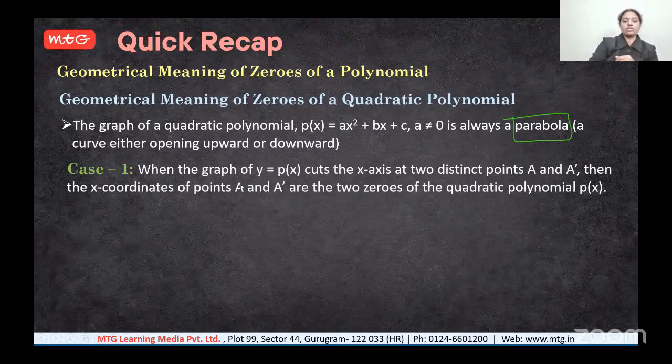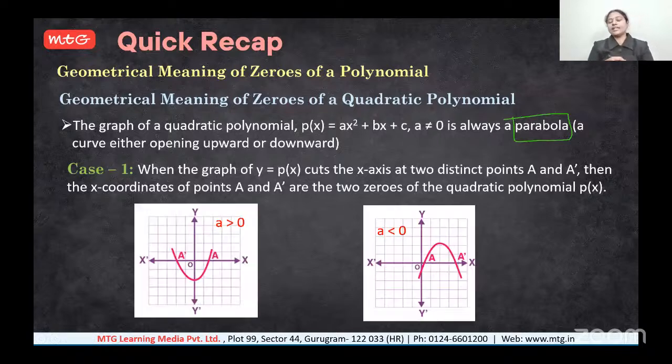So what is a parabola and how will it look? Let's have a look. The first case: when the graph of P of x cuts the x-axis at two distinct points, then the x-coordinates of these points are the zeros of the quadratic. See here, this is a graph of a parabola. Suppose your quadratic polynomial is P of x. If this quadratic polynomial makes a parabola cutting the x-axis at two different points, A dash and A, then the respective x-coordinates will be the zeros of this.